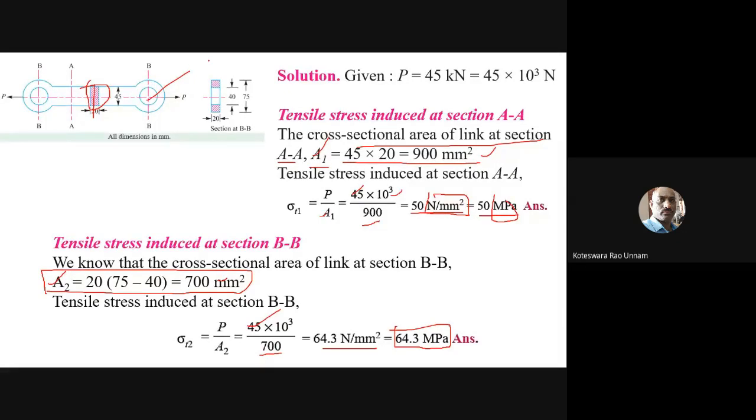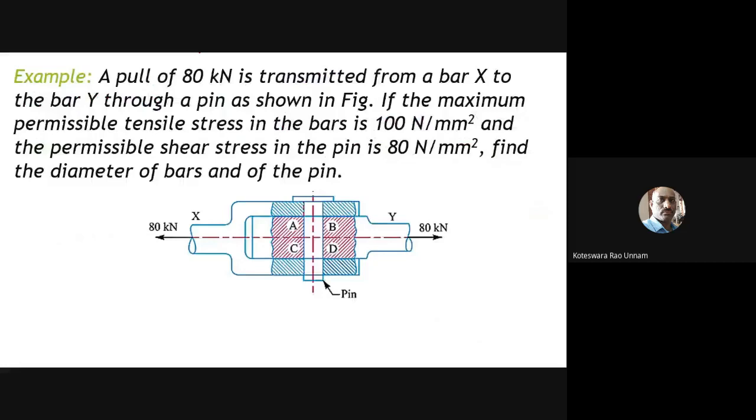Then we'll consider one more problem like this. This is the second problem. Here this is a design problem, while the previous one is an analysis problem. Why am I calling it a design problem? He asked us to find the diameter of the bar and the pin. If the problem specifies finding the dimensions of a component, we call it a design problem. Now we'll describe what he has given, and then see how we can find the diameter of the bar and the diameter of the pin.